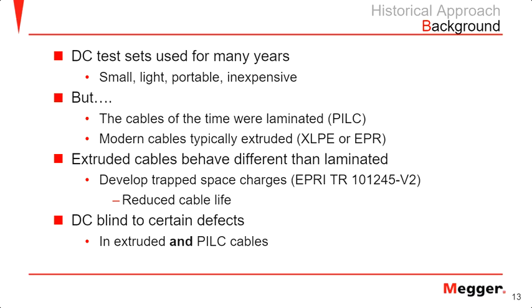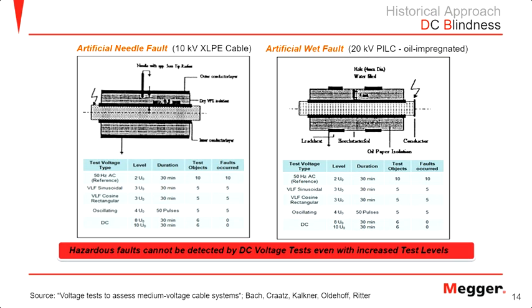And another reason why we don't want to use DC on extruded cables is that it is blind to certain defects. I'll cover what defects it is typically blind to in the next slide. So let's just look at that. In this example, they created an artificial needle fault. What they did was inject a needle halfway through the insulation, and then they created a flashover point at this end here, and it basically stresses the insulation at that point.